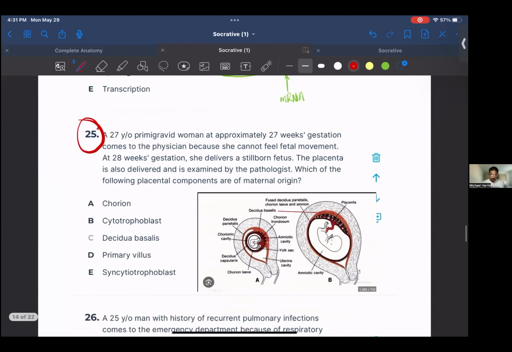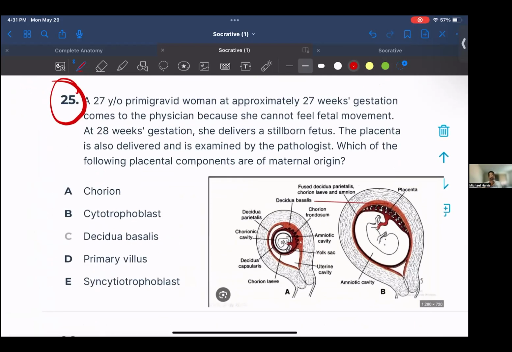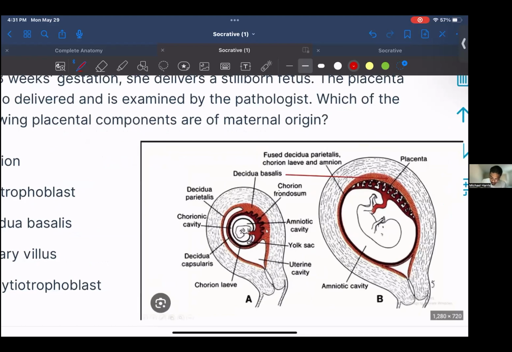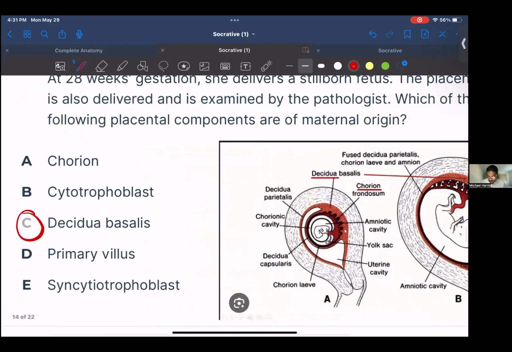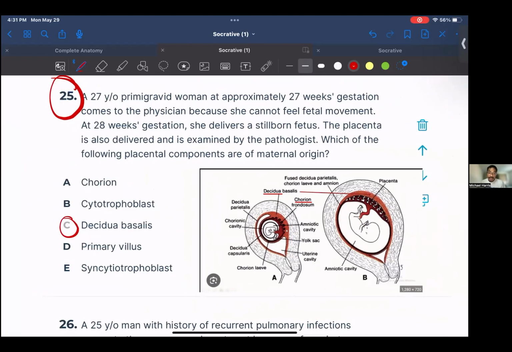Okay, good. Now, here, this is once again an embryo question or EndoRepro, and it's essentially just asking what part of the placenta is the mom? What part of the placenta is the baby? Okay, so the chorion is baby. That's all baby. Decidua is all mom. Okay, which is why this ends up being decidua basalis. Chorion is baby. Decidua is mom.